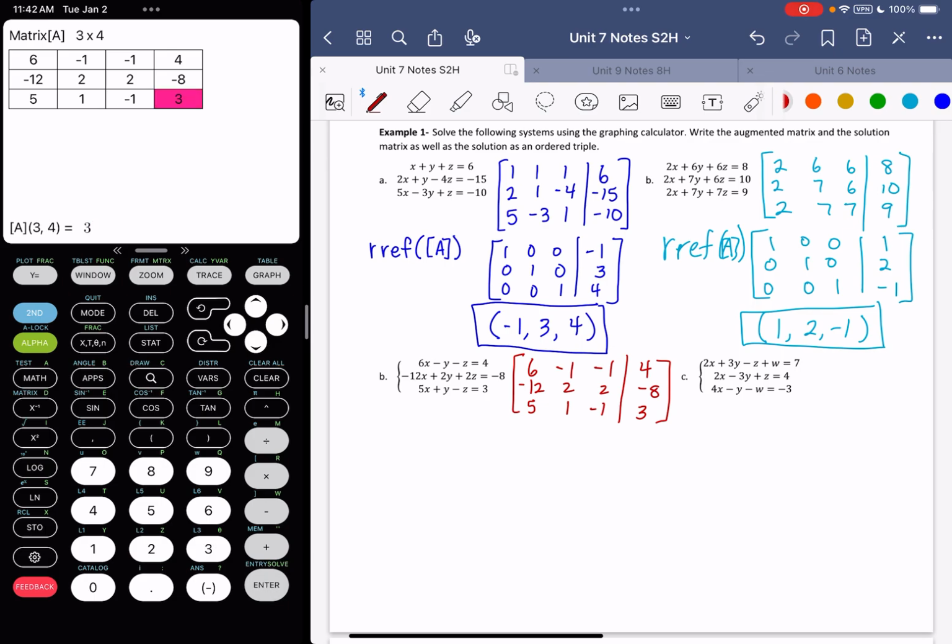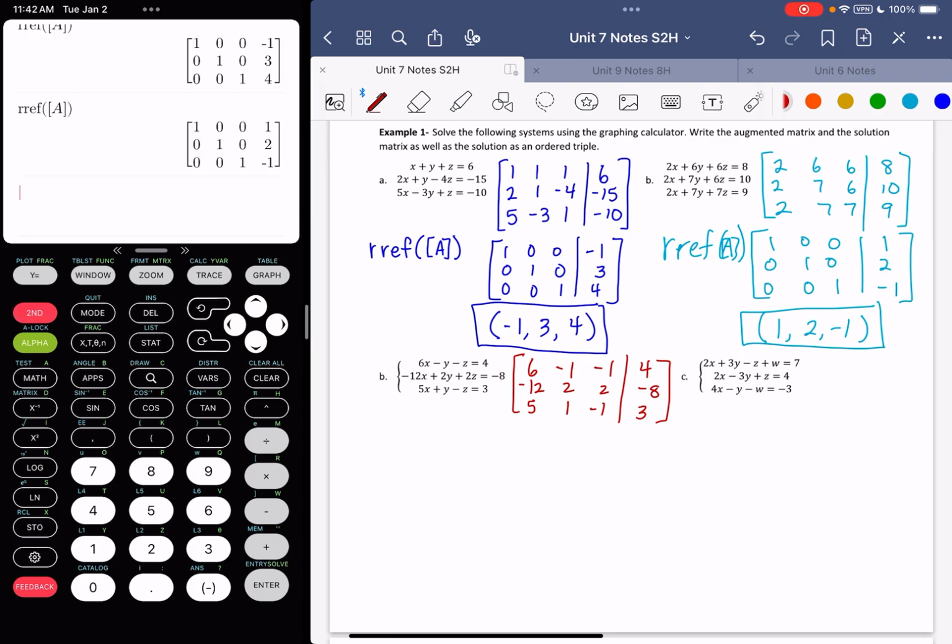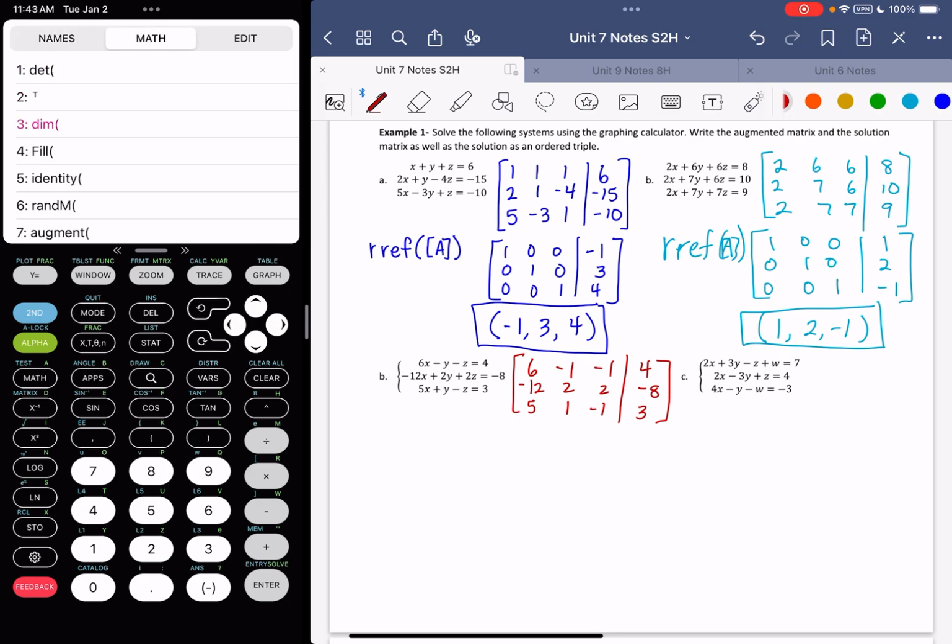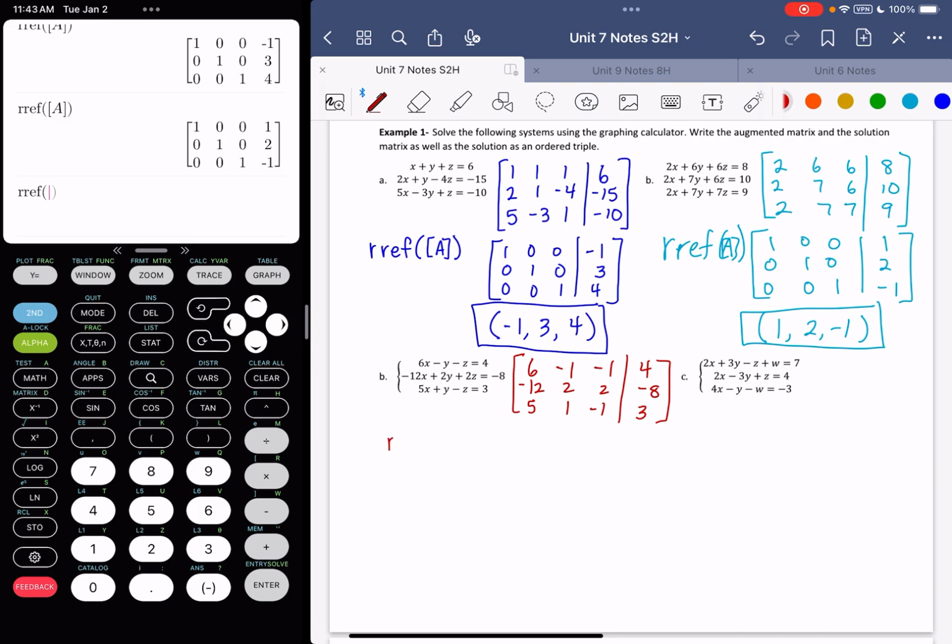Double check it. Quit out of there. Go back into our matrix menu. We want to do some math, so we're going to get our RREF. We're going to put in matrix A because that's what we edited.